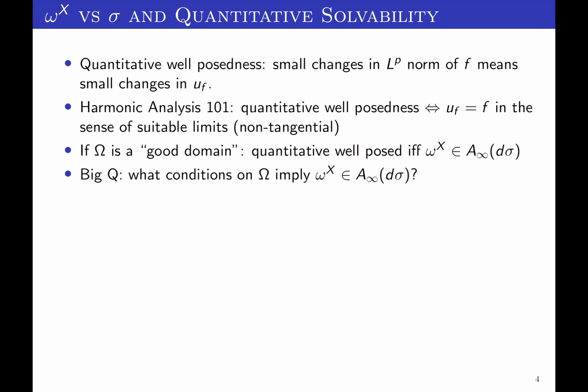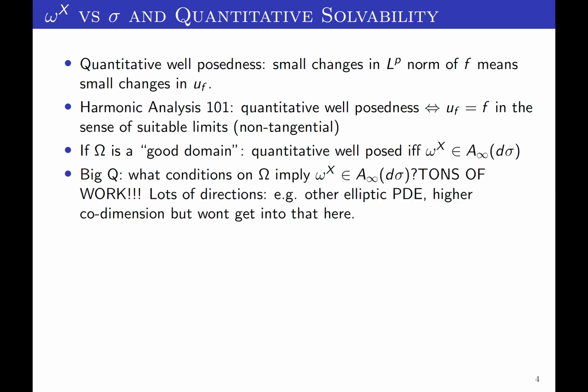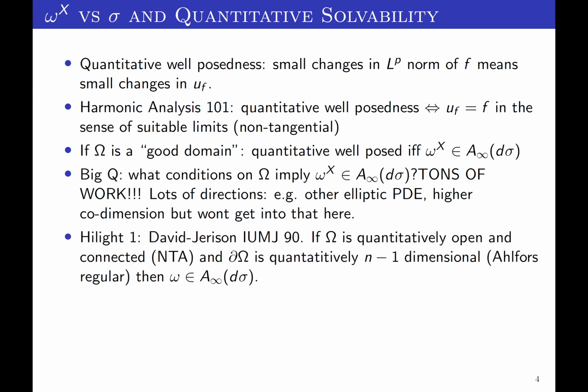And so what's the big question? What conditions on omega imply that the harmonic measure is one of these nice weights, has a nice relationship with the surface measure? There's been tons of work on this, literally over 100 years of really tough work. In 2 dimensions, it's related to complex analysis. There's relations to other elliptic PDEs, but we don't have time to talk about everything. I really want to talk about 2 highlights.